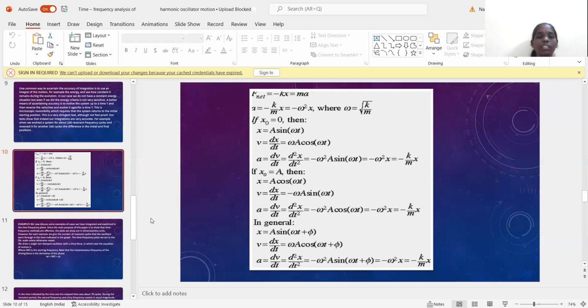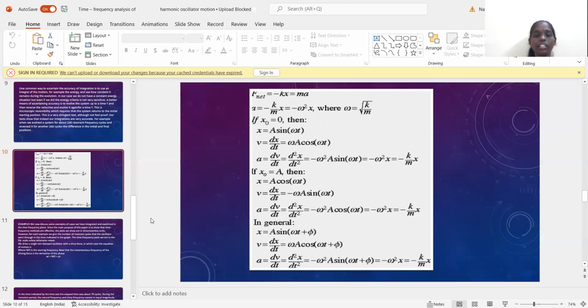a equals dv by dt equals d square x by dt square equals minus omega square a cos omega t equals minus omega square x equals minus k by m into x.